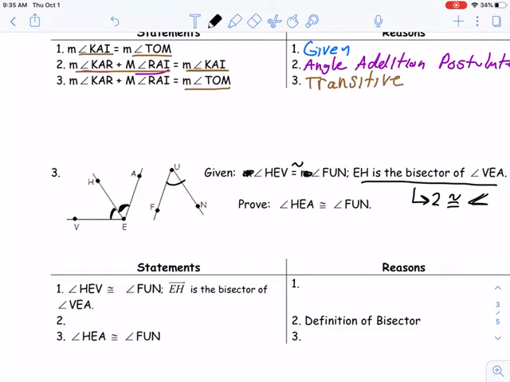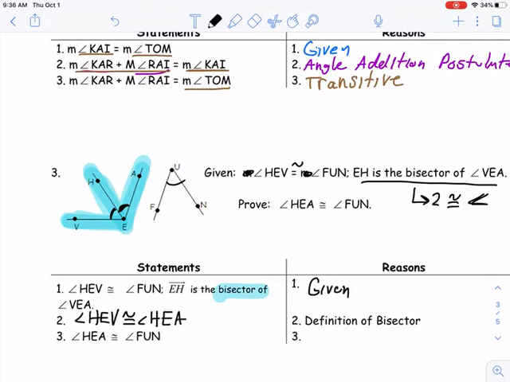Alright, so filling out this proof, we have given. And then the definition of bisector, remember we have that buzzword right there. It's going to make HEV congruent to HEA. So HEV is congruent to HEA, definition of bisector.